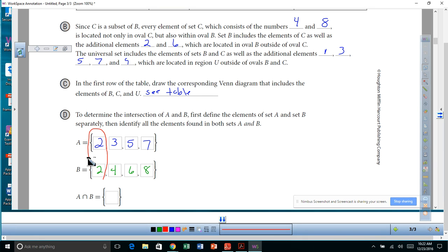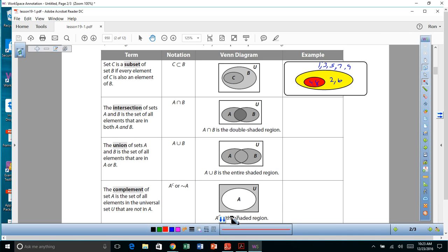Well, if you look, are there any others? Nope, just 2. 2 is the only thing common to both. Okay. Now let's go back and draw that in the table.